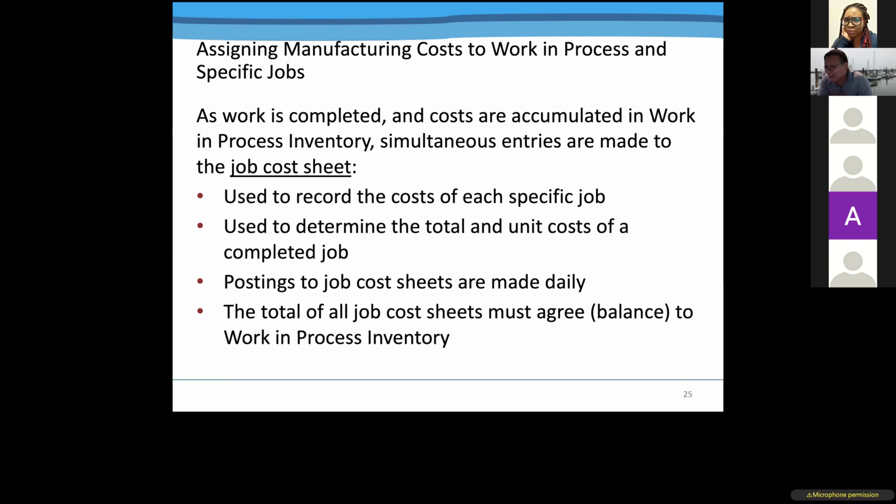I know the total cost, I know the amount of units completed, and I simply calculate the cost per unit. And you're going to have postings to the job sheet every day. Every day you use materials, you have laborers working on it, so you keep track of the cost on a daily basis. The total numbers must agree to the work in process inventory, because the cost numbers recorded on the job cost sheet should also be posted to your work in process inventory.